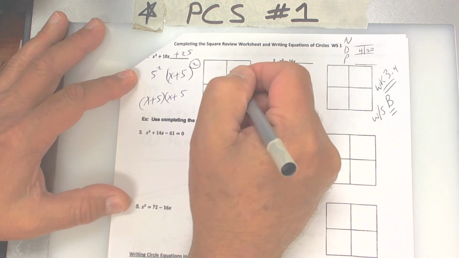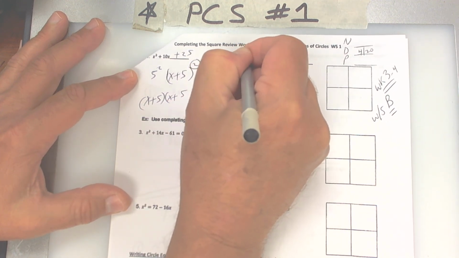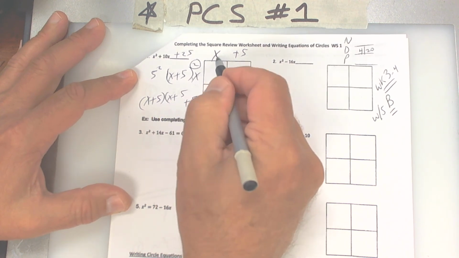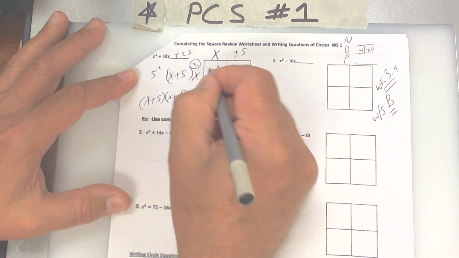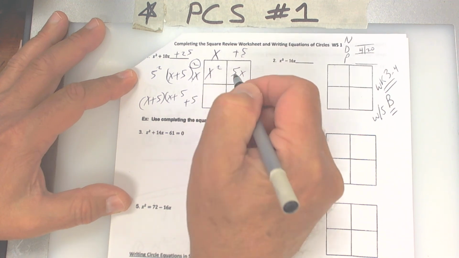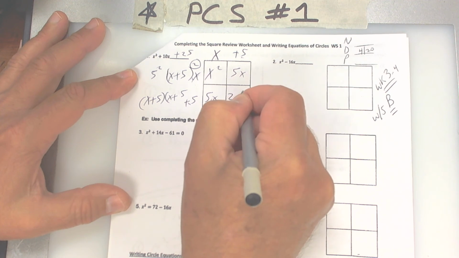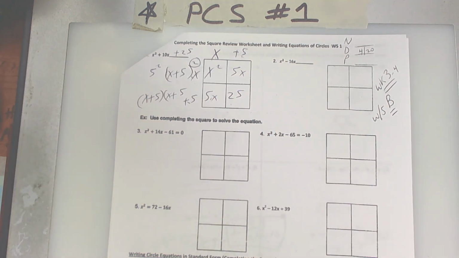And the way they did it here, they want an x here and a positive 5 here, an x here and a positive 5 here. So x times x is x squared. X times 5 is 5x. 5 times x is 5x. And 5 times 5 is 25. And that is completing the square, and that's how you're going to do it.